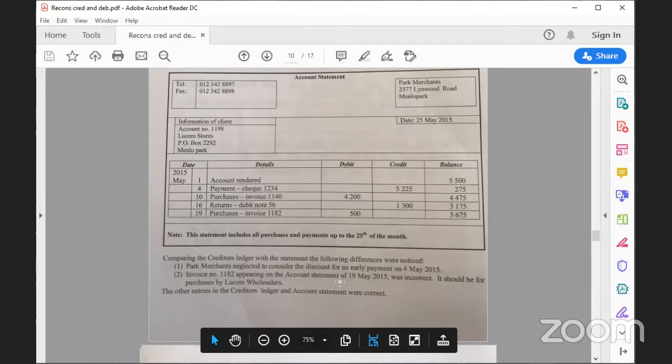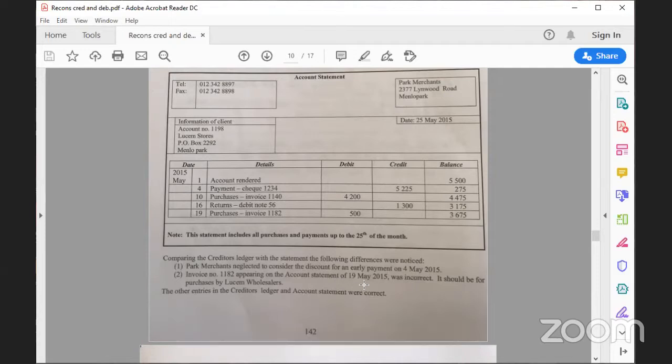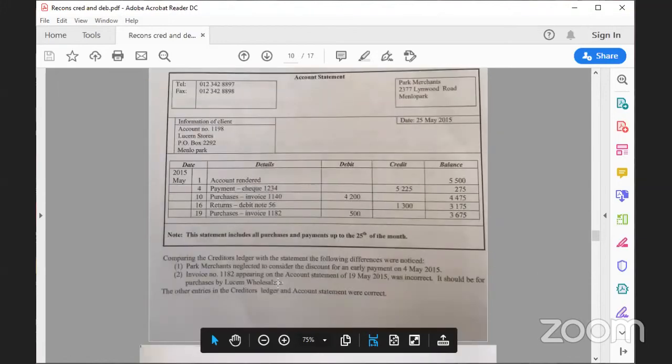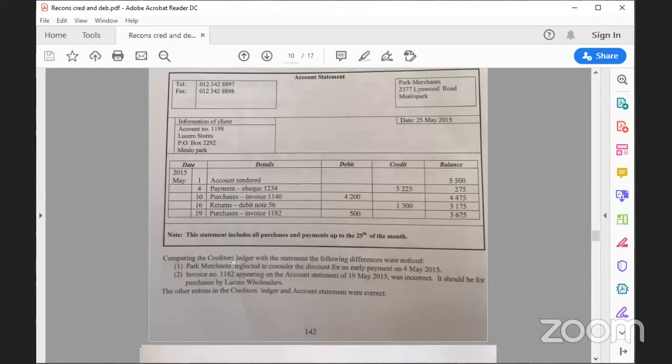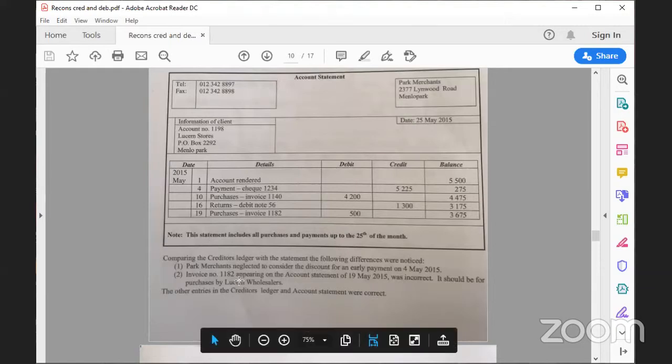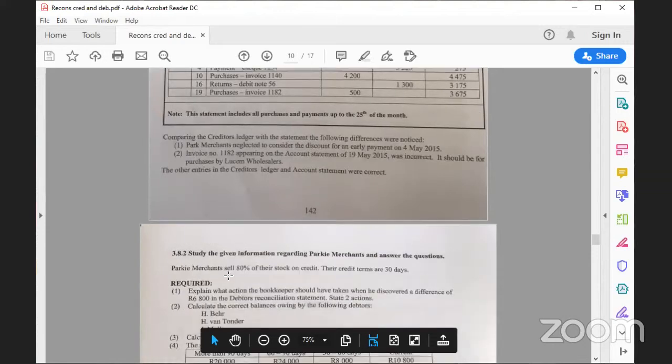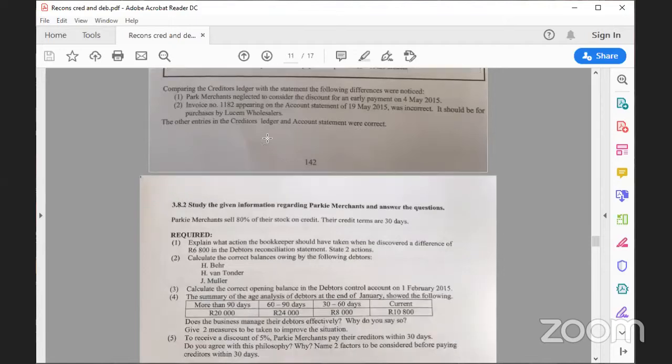Invoice number 1182 appearing on the account statement of 9 May 2015 was incorrect. It should be for purchases by Lucum wholesalers. Okay, so we are Lucum Stores, and obviously this purchases was supposed to be for Lucum wholesalers, not Lucum Stores. So they made these two errors, right? The other entries in the creditors ledger and the creditors account were correct. Then you make a little tick mark there, you write yay, you put a smiley face, you are happy.